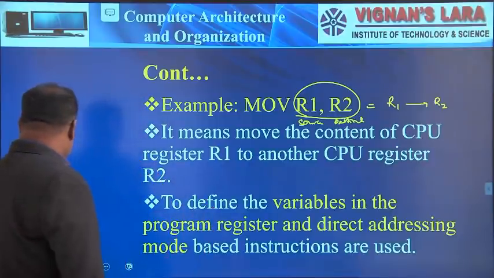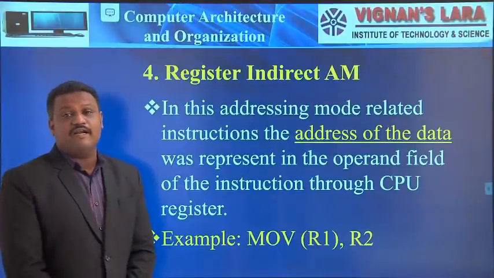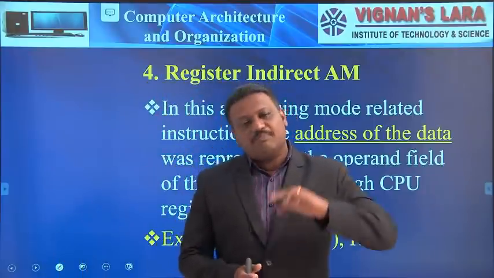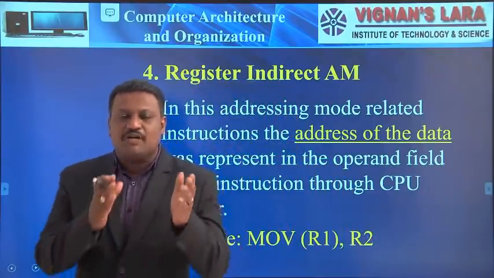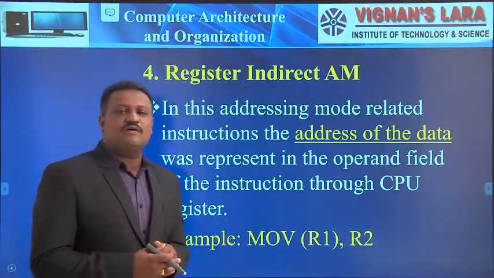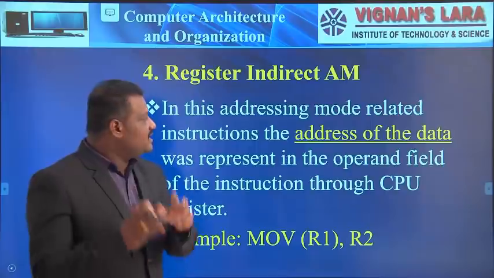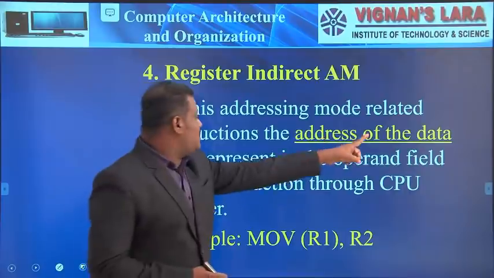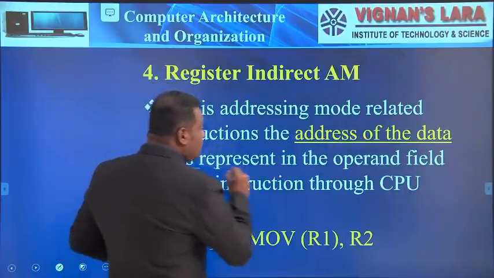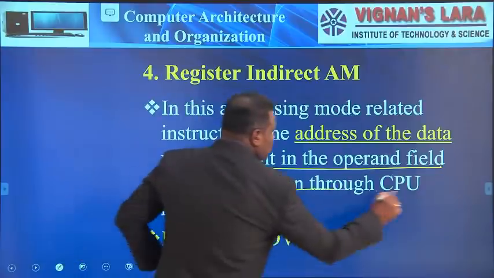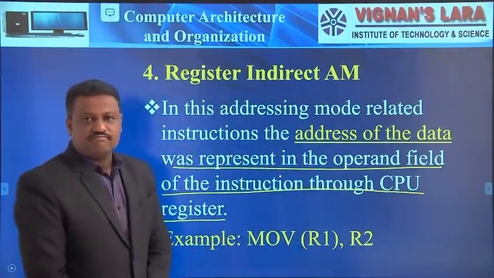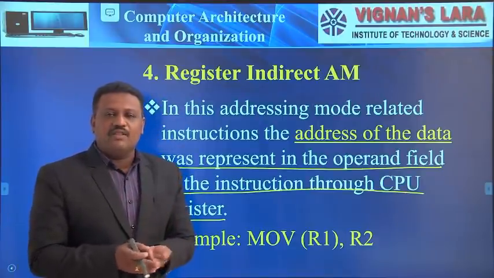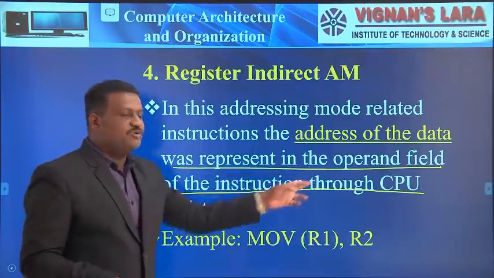Next, I shift to the fourth one, that is register indirect addressing mode. Generally, this is the combination of the previous two. What are the previous two addressing modes? One is register addressing mode and the second one is direct addressing mode. It is a combination of those two. So, in the instructions of this addressing mode, the address of the data is represented in the operand field of the instruction through a CPU register. That's important.